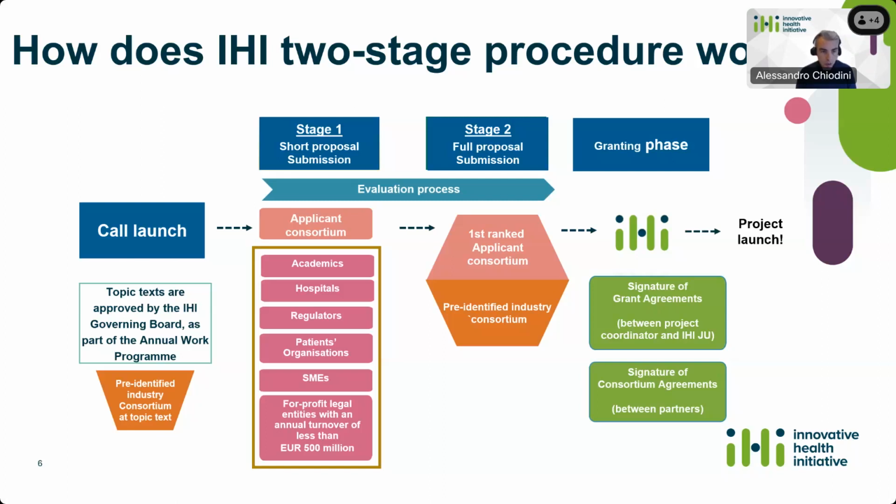This is the reason why it's called two-stage, because there are two distinct stages for evaluating proposals. Now we are focusing on the first stage. So the applicant consortia, other than the pre-identified industry consortium members, the winning one per topic. As we said before, there are three topics, so in stage two, the full proposal, there will be three proposals to be developed. Again, at the end of the second stage, the proposals will be ranked, and then it goes to the grant agreement signature, and the project can finally start.